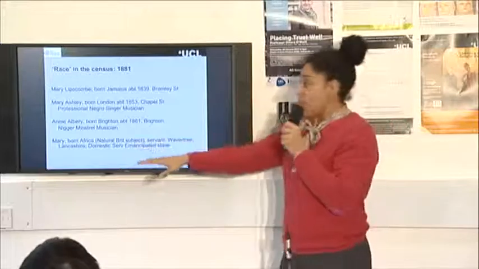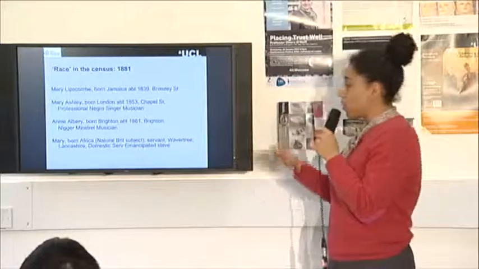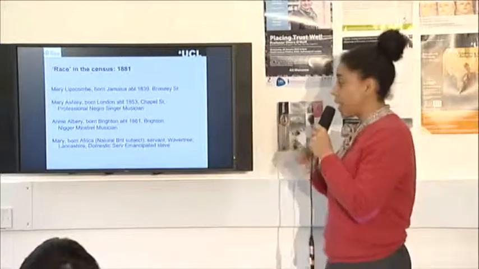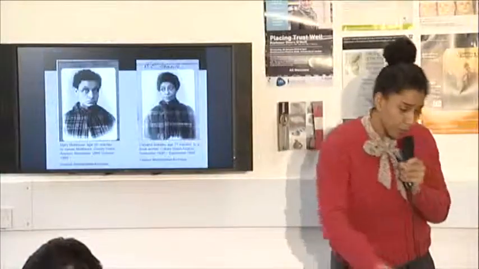I'd say it's only Mary, no surname given, born in Africa, naturalised British subject, working as a servant in Wavertree in Lancashire, a domestic servant and named as an emancipated slave. Probably the only person that I'd be confident out of that list as describing as someone who was black.